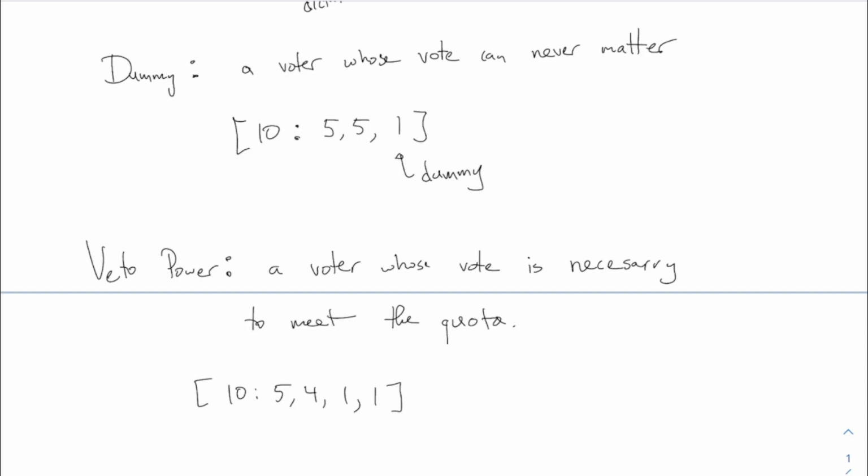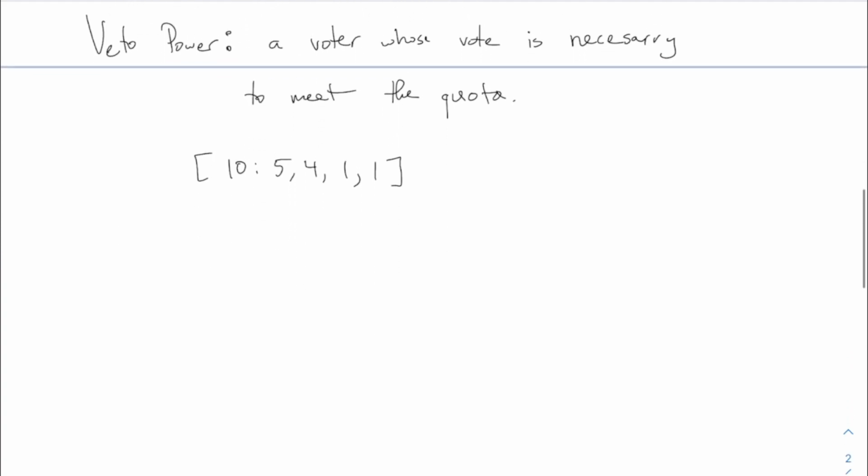You need them in order to get to the quota. It doesn't mean they can make it all the way themselves, but you need them in order to get to the quota. So in this example here, 10, 5, 4, 1, 1, both the 5 and the 4 have veto power, because if you want to get to 10, you must have the 5 and the 4. Whereas the 1s individually do not have veto power.